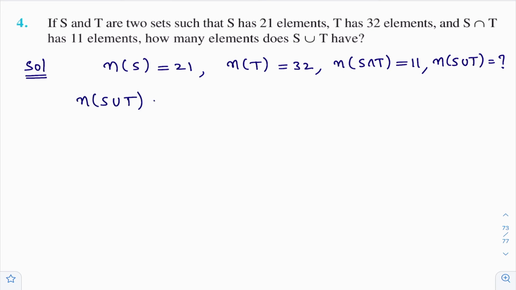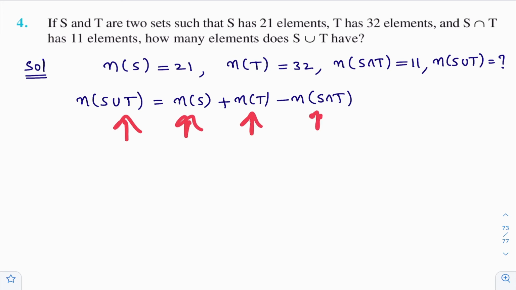What is the formula for n of S union T? n of S plus n of T minus n of S intersection T. You can observe in this total 4 terms are there. If we know any 3 terms, we can calculate the fourth one easily. You see 1, 2, 3. We know 3 terms, so substitute in this formula.